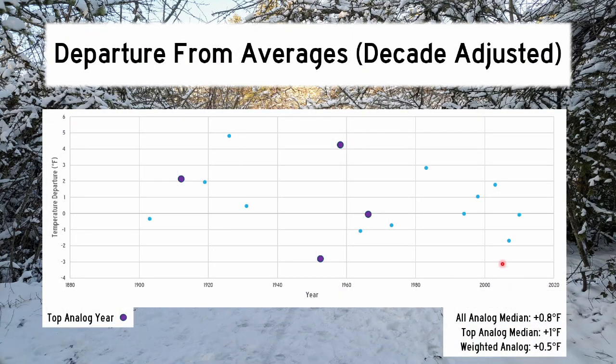The departure from averages from each analog year, again, adjusted to each decade. A larger tilt towards above average was noted in this batch of analog years compared to my October ones, especially the top analog years, and after my weighting formulas as for which year was the closest compared to the furthest. So the all analog median was about 0.8 of a degree above average. The top analog median was about a degree above average, and weighting it all came out about 0.5 degree above average.